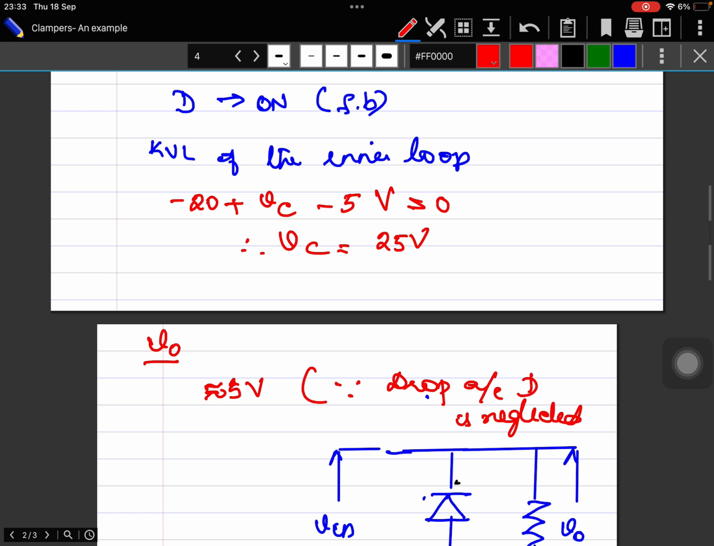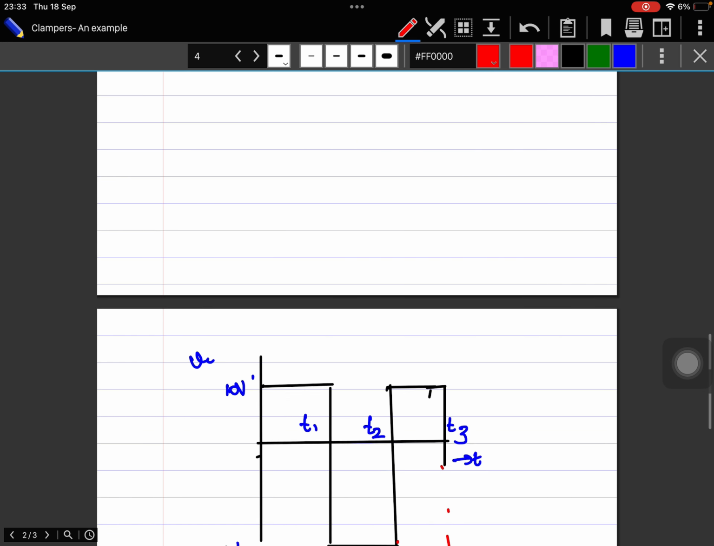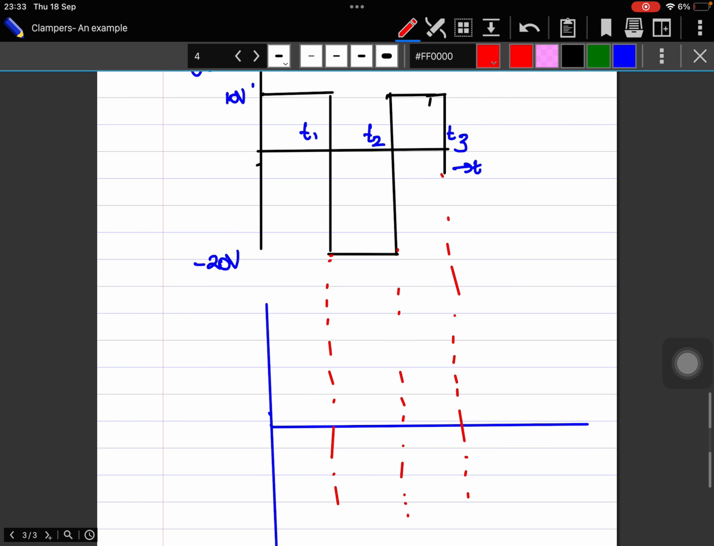So how will I represent that in my diagram? I will draw the waveform here. From T1 to T2, the output voltage is going to be small. It will be at 5 volts.